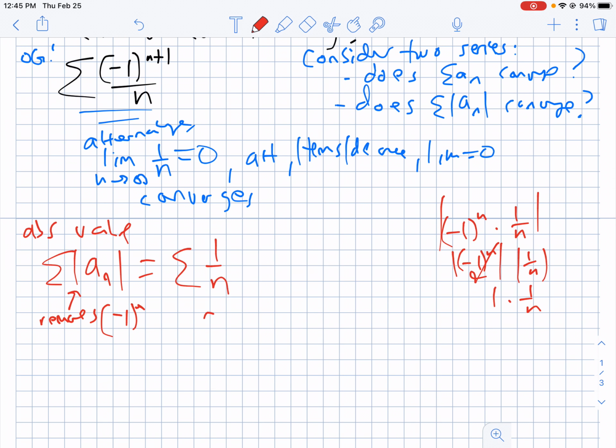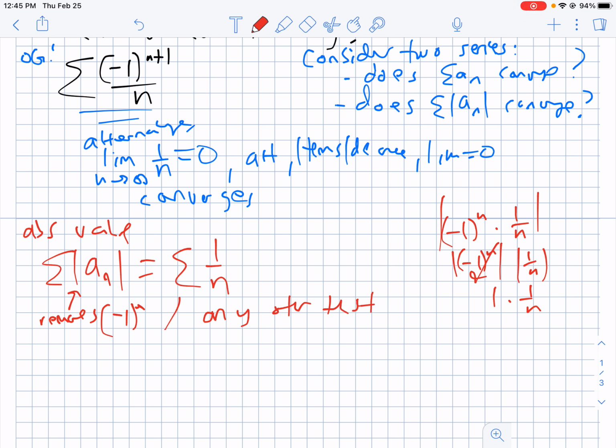Once you have that, you could just use any of our other tests, like a p-series or a limit comparison test. So 1 over n is the harmonic series, which is an example of something which diverges. To help us answer the question, the original series converges, but when we take the absolute value, that series diverges. So this is the definition of conditional convergence. The series conditionally converges. Let's look at one more.